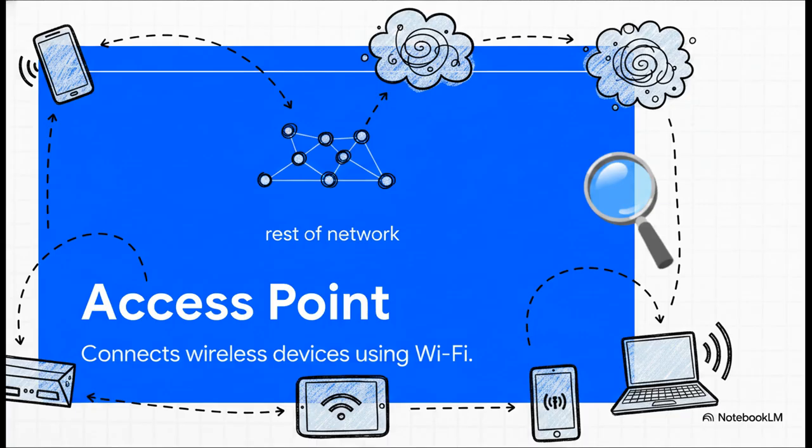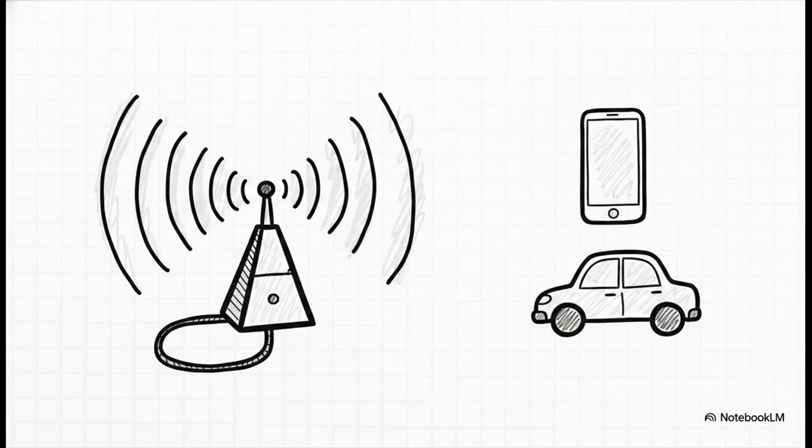It is the crucial link that lets your phone pull up a list of available Wi-Fi names, lock onto one, and then get internet access routed all the way back through the rest of the network. Think of the access point as a literal wireless radio tower. It takes the wired internet connection it receives from the switch, translates it, and just broadcasts it as invisible Wi-Fi signals through the air to nearby devices.